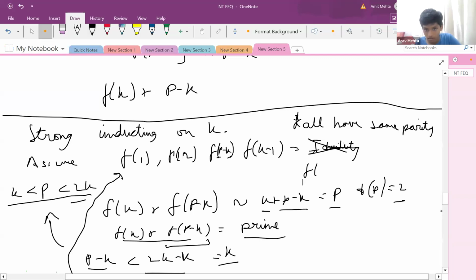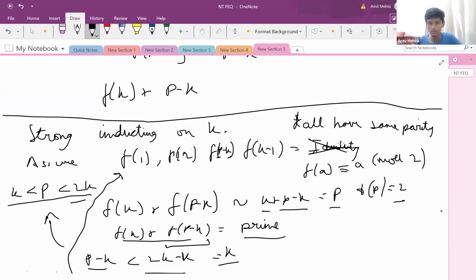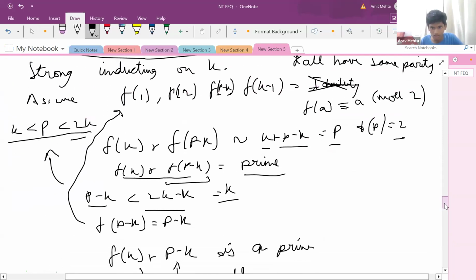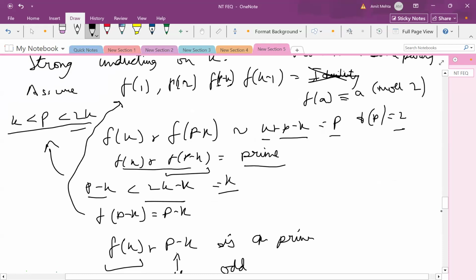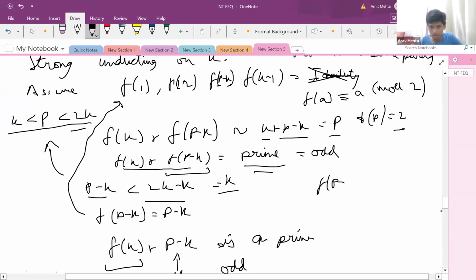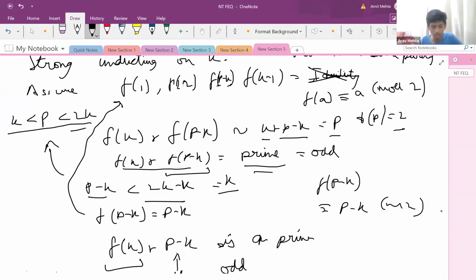That is, f of a is congruent to a mod 2. Yeah, my bad. Then I think we can do this, right? Yeah, we can say that f of k plus f of p minus k is definitely a prime, which is odd, and f of p minus k is congruent to p minus k mod 2.